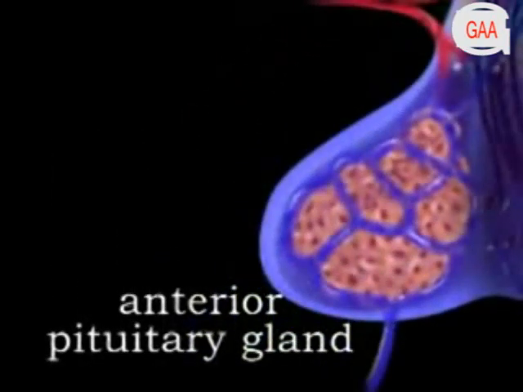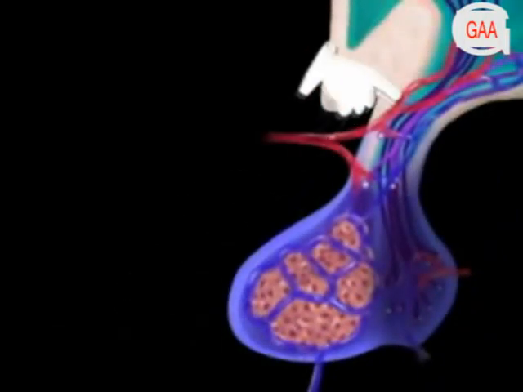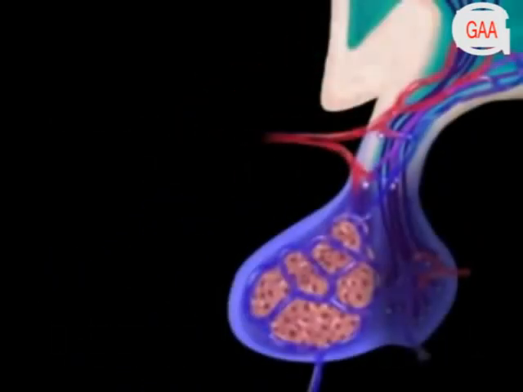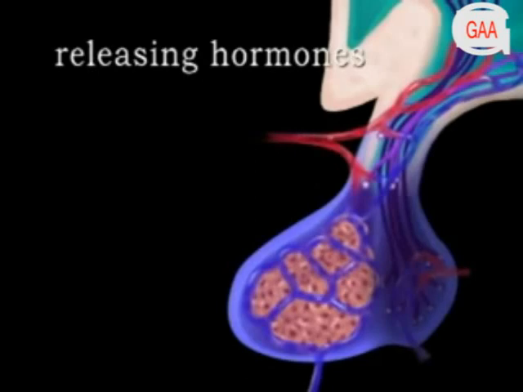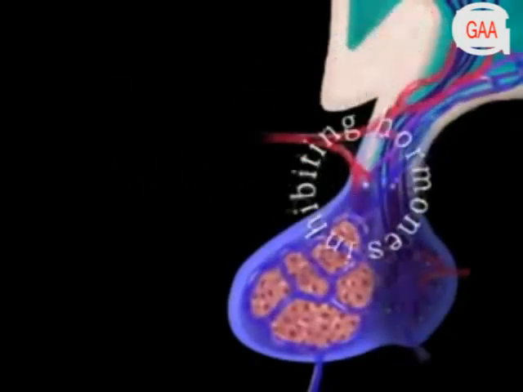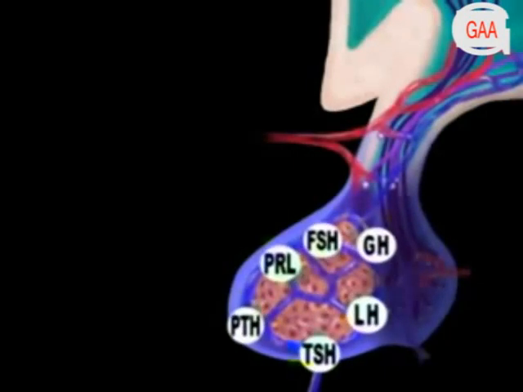The anterior pituitary gland is connected directly to the hypothalamus by a capillary network called the hypophyseal portal system. Two types of regulatory hormones are produced by the hypothalamus and transported directly to the anterior pituitary gland, releasing hormones and inhibiting hormones. These hormones in turn regulate the production of hormones by the anterior pituitary gland.